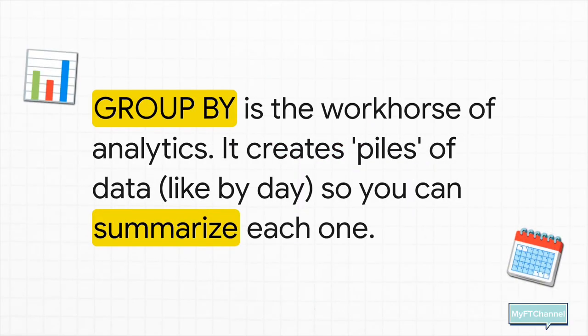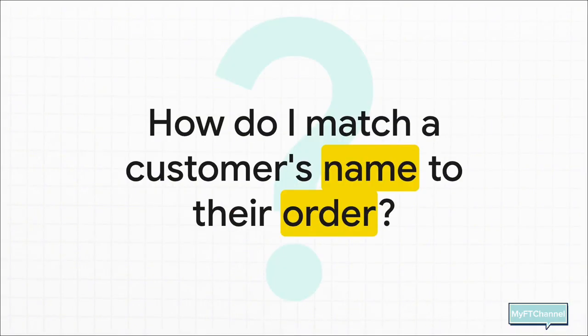And think of it like this. If I asked you to count M&Ms by color, what's the first thing you do? You'd sort them into piles by color, right? Red pile, green pile, blue pile. Group by does exactly that for your data. It creates a pile for each day, and then sum comes in and calculates the total for each of those daily piles.